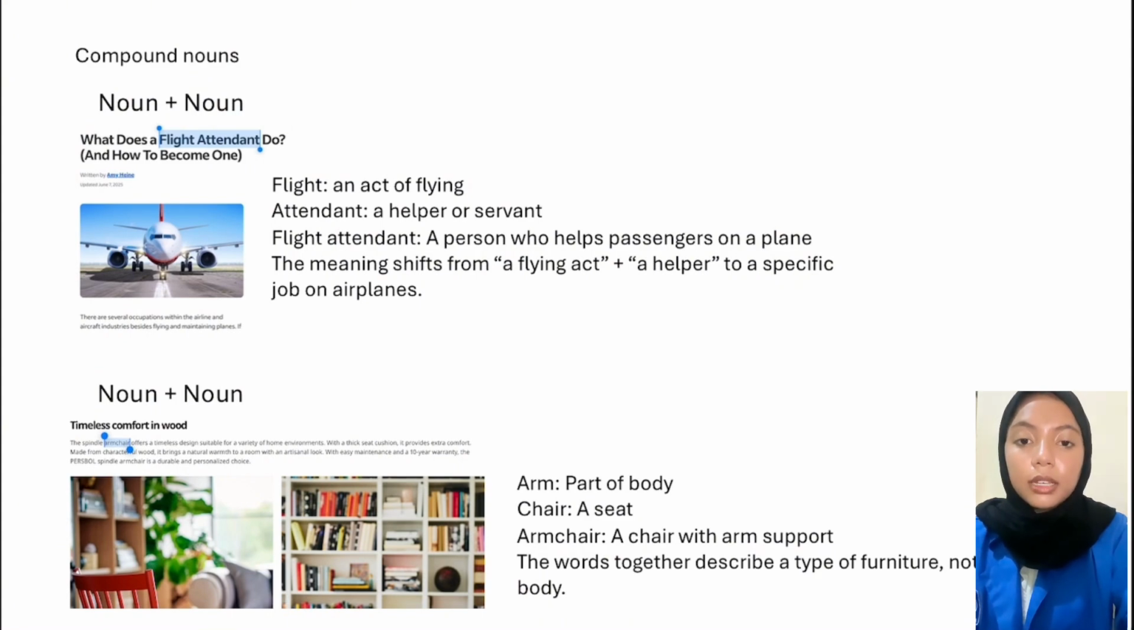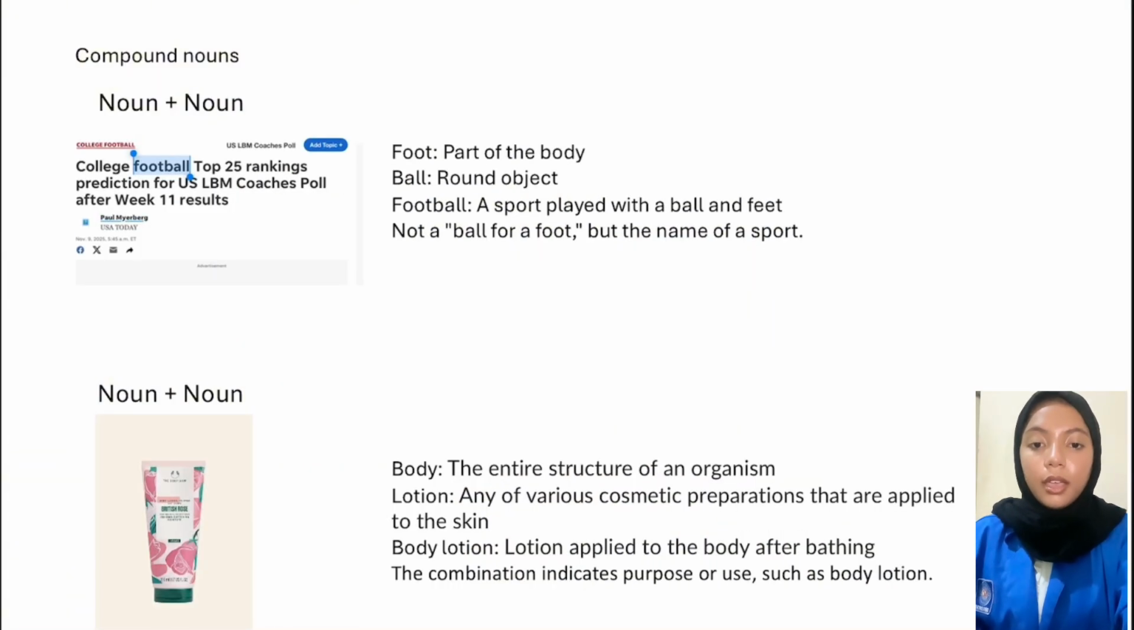Two. The second I have, noun plus noun, is armchair. Arm is part of the body, chair a seat, armchair a chair with arm support. The words together describe a type of furniture, not a part of the body. And the next I have football, noun plus noun. Foot, part of the body. Ball, round object. Football, a sport played with a ball and feet. Not a ball for a foot, but the name of a sport.